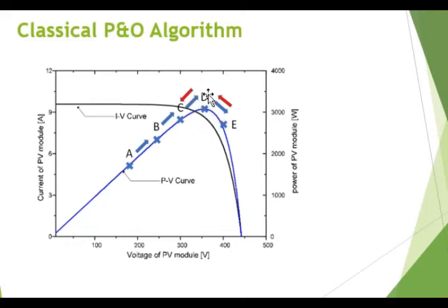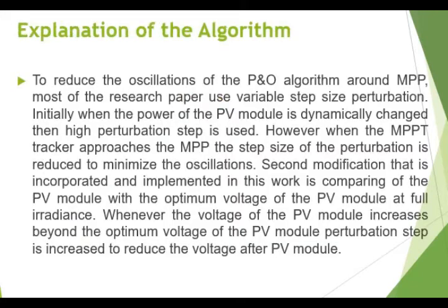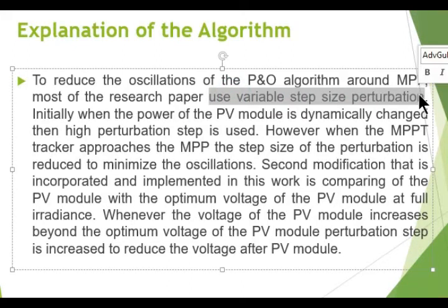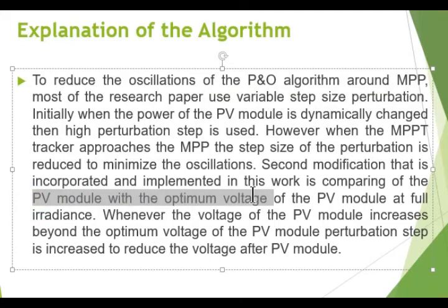This oscillation is undesired. We have to eliminate it, as it causes a decrease in efficiency. So what does the new algorithm do? The new algorithm uses a variable step size perturbation, meaning a variable duty ratio, to minimize those oscillations. Secondly, we incorporate a check of the PV module voltage against the optimum voltage at full irradiance. If the voltage is higher than this value, then decrease the voltage of the PV module.